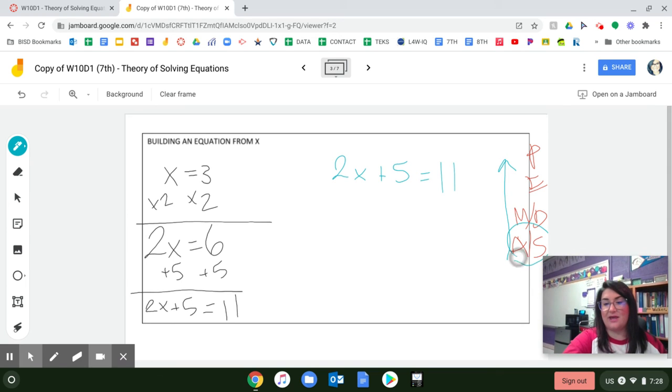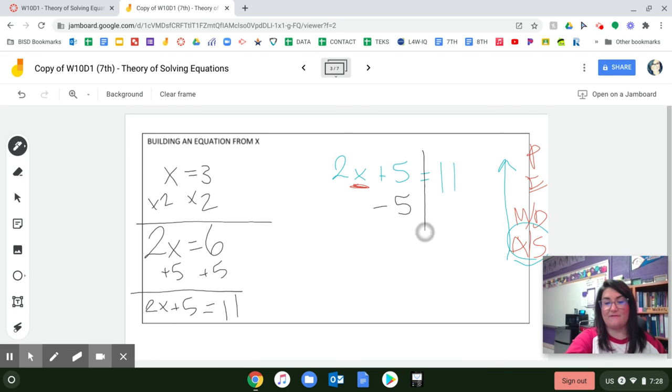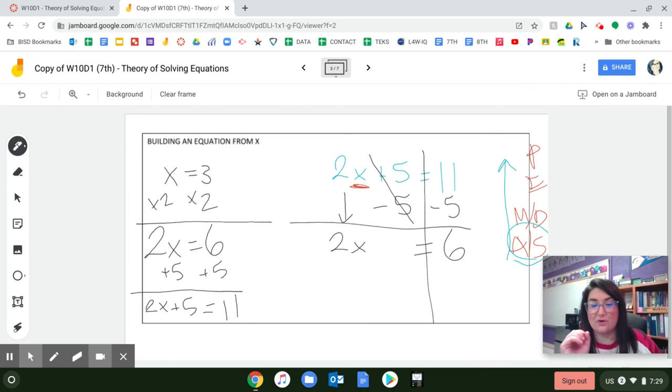We want to first take away any adding or subtracting that has been done to x. So if we see where x is right here, x has been multiplied by 2 and had 5 added to it. So we want to take away that 5. So we need to minus 5 on both sides. We didn't change anything for 2x, so we're just going to bring that down into our next step. Plus 5 and minus 5 equals 0. 11 minus 5 equals 6. So we took away 5 on both sides. We're now left with 2x equals 6.